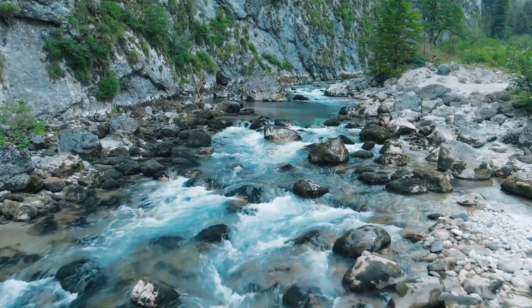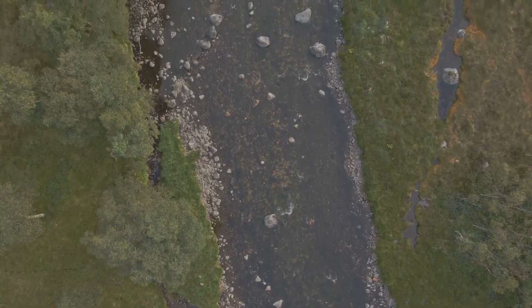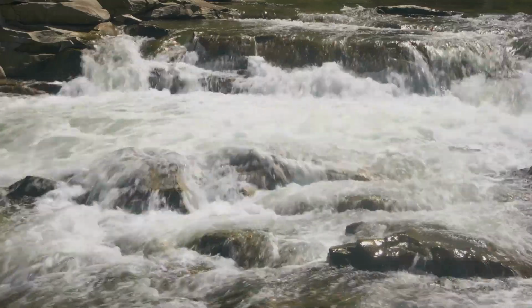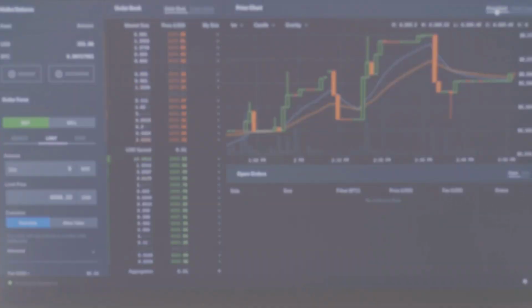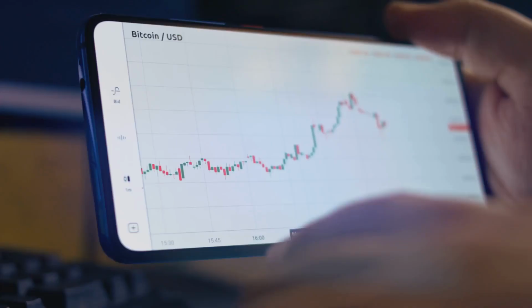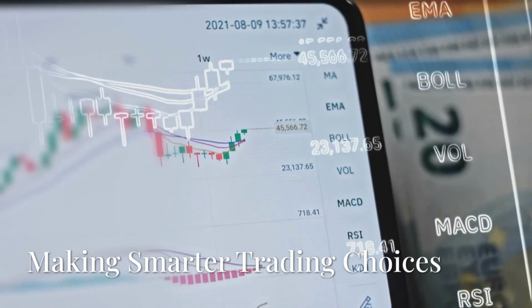Imagine a river flowing along. The river is the price trend. An uptrend is like a river flowing uphill. A downtrend is a river flowing downhill. Candlestick shapes can seem tricky, but think of them as faces. They show the market's mood.